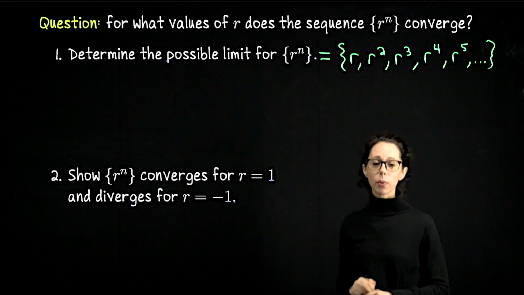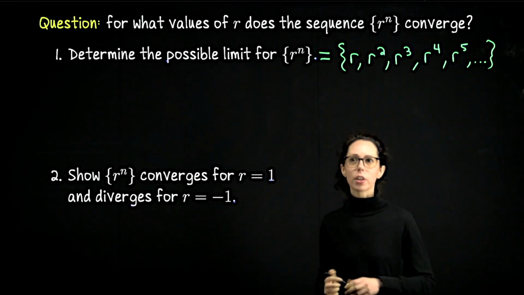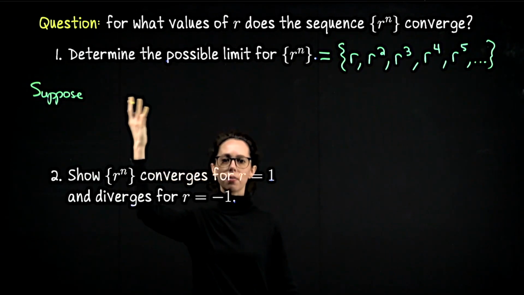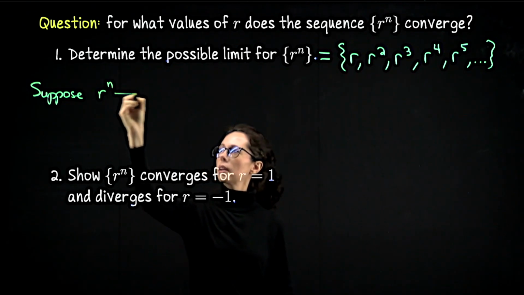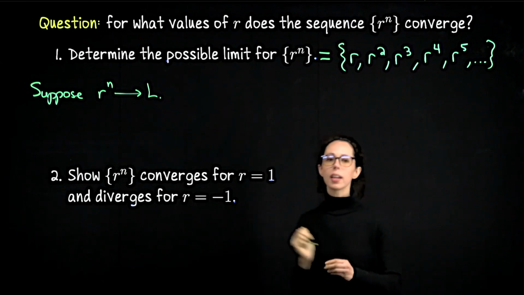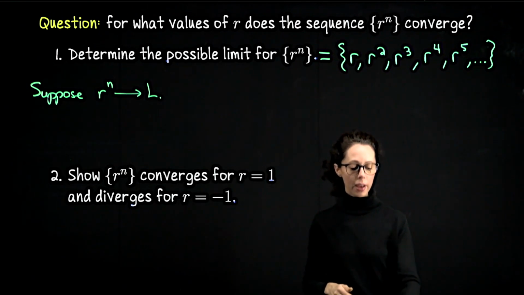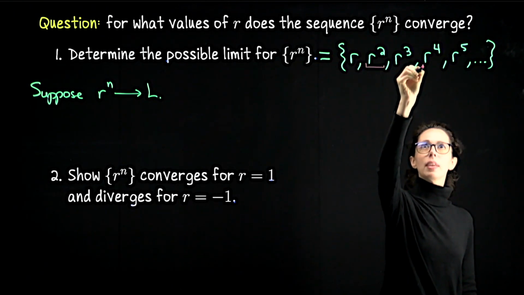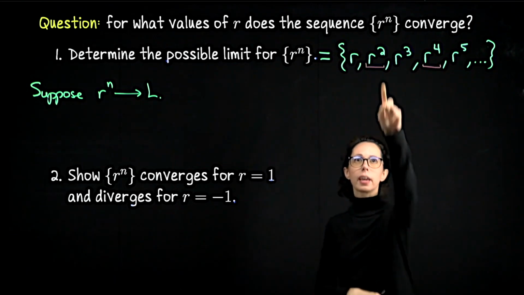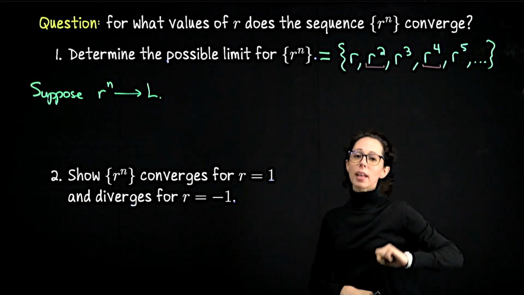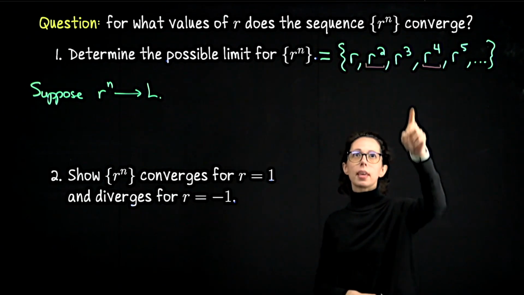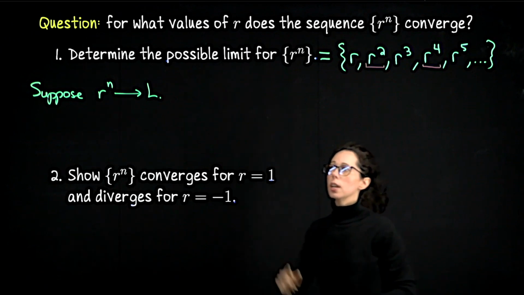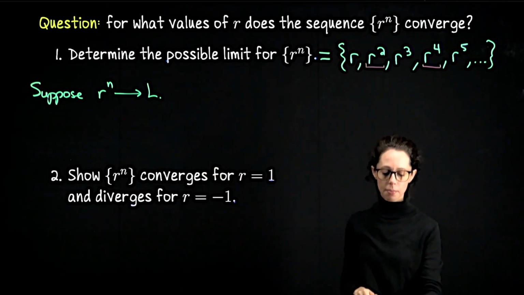So let's imagine that the sequence converged, and then we'll try to figure out what it could have converged to. Suppose that for some given value of r, r to the n converges to the real number L. So here L is a finite real number. Well, by one of our previous theorems, the one about subsequences, if we look at the subsequence of even terms, so the second term, the fourth term, the sixth term, that subsequence would also converge to L. So we could say the sequence that looks like r squared, r to the fourth, r to the sixth, r to the eighth, this subsequence would converge to the same real number. That was one of our previous theorems.